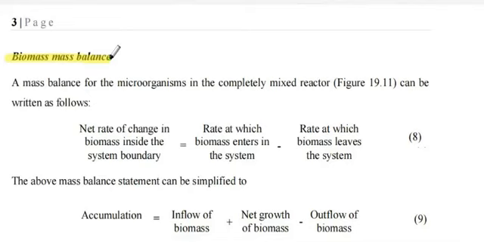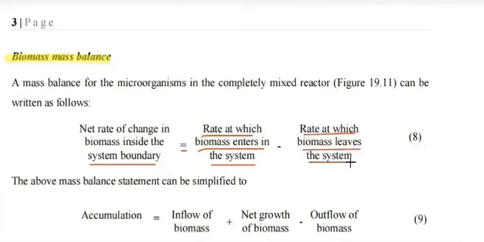Now we know the mass balance for the microorganisms, which is a completely mixed reactor. It can be followed as: the net rate of change in the biomass inside the system boundary is equal to the rate at which biomass enters the system minus the rate at which the biomass leaves the system. This is the general equation.